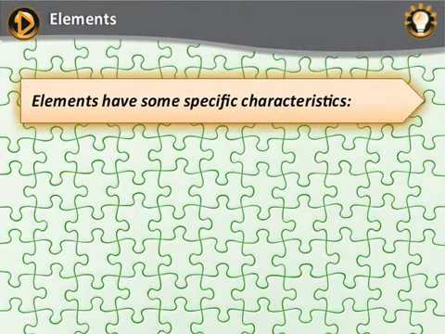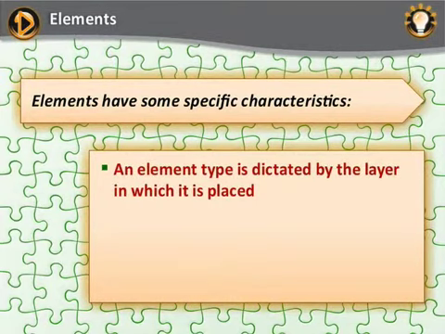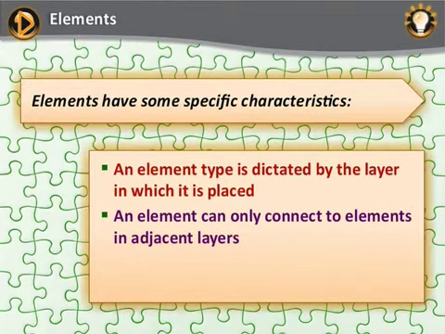Elements have some specific characteristics. An element type is dictated by the layer in which it is placed. An element in the application layer is an application element. An element cannot be connected to every other type of element. It can only connect to those in adjacent layers. No element can connect outside of its adjacent layer, so a hardware element can't connect to an ownership element.